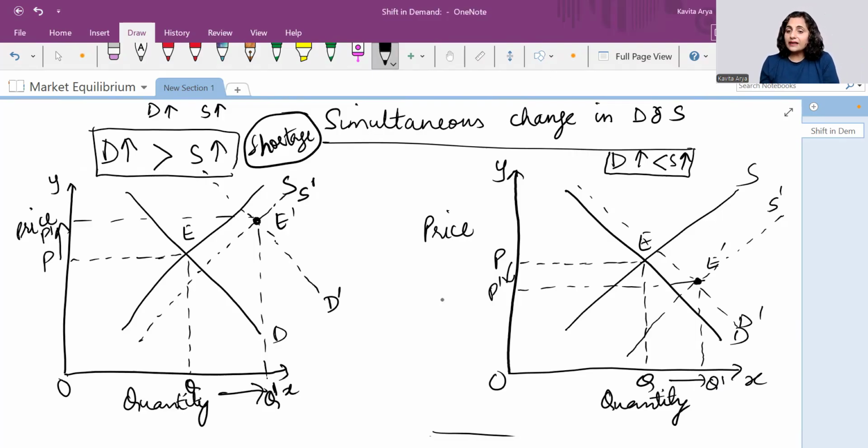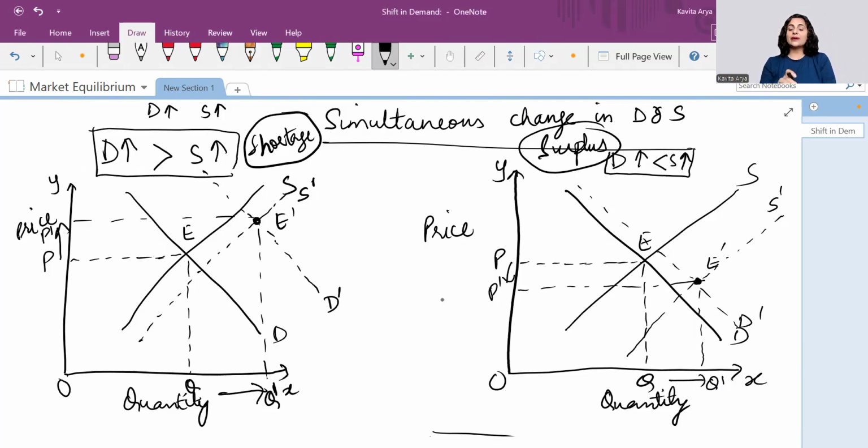But when demand increases by less than the increase in supply, it means it is an excess situation. So this is extra, it is surplus. So a surplus situation always results in a fall in the prices.